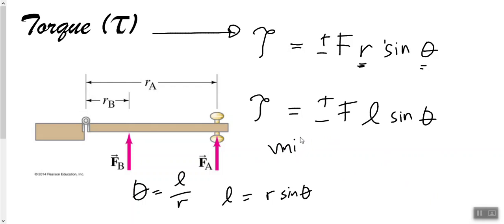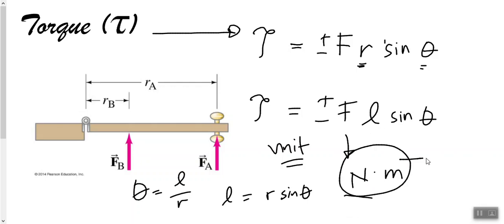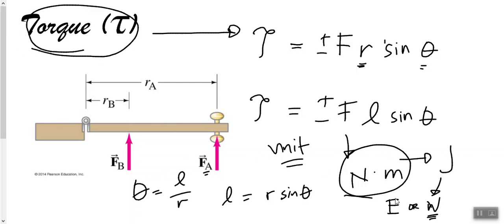And what will be the unit? What's the unit of force? Newton. What's the unit of length? Base unit in meters. Does this look familiar? Yeah, this is equal to joule, which is the same unit for energy, and also for work. But then again, it's not work, it's not force, it's a new physical quantity called torque. So let's take a look at and solve a couple of problems related to this.